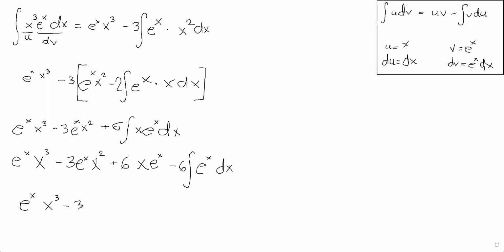Minus 3 times e to the x squared plus 6 times x times e to the x. And then we have the antiderivative of e to the x is still going to be e to the x. So we're going to have minus 6 times that antiderivative. 6e to the x plus c is our final answer.